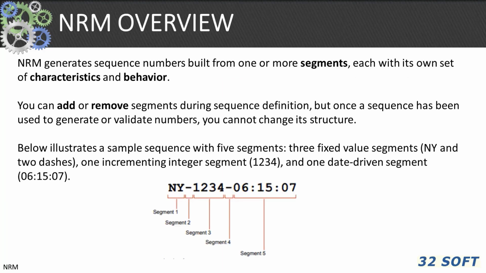Number range management uses sequence numbers built from one or more segments to help in the definition of schemas in QAD. Each sequence can be built with its own set of characteristics and behavior. The below image illustrates a simple sequence of 5 segments, 3 fixed values, 1 incremental integer segment, and 1 with a date-driven segment. You can be very creative with your schema definitions. You can add and remove segments during the sequence definition, but remember, once a sequence has been used or generated, you cannot change its structure.